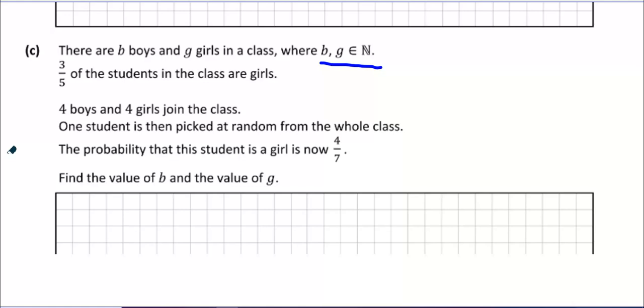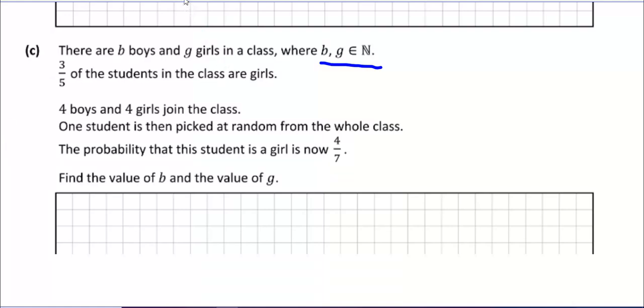So 1 student is picked at random from the whole class. The probability that this is a girl is now 4/7. Find the value of B and the value of G. Now, I'd have to say, that's quite confusing, right? So let's break this down into what we can do.